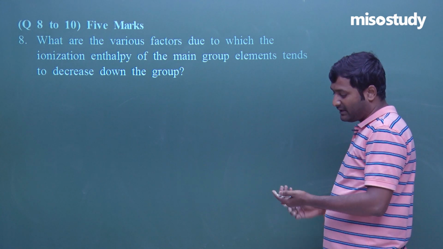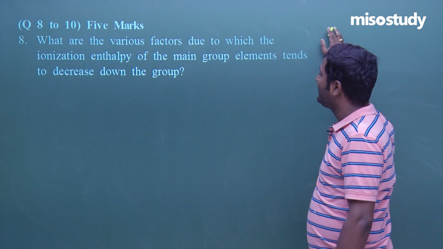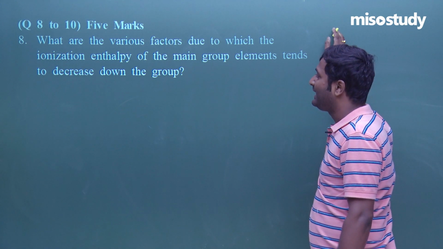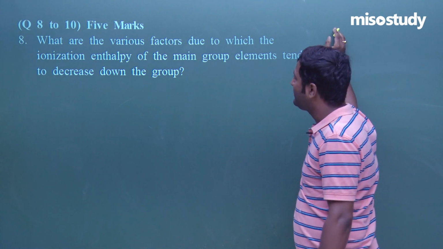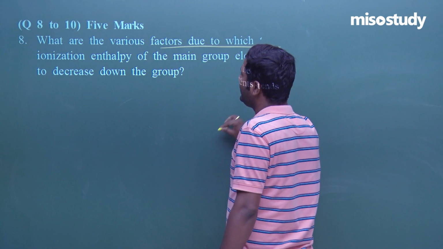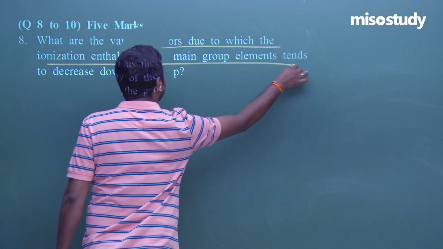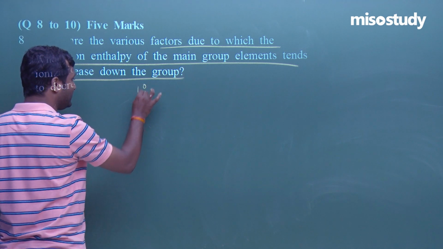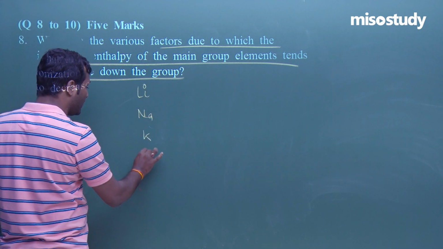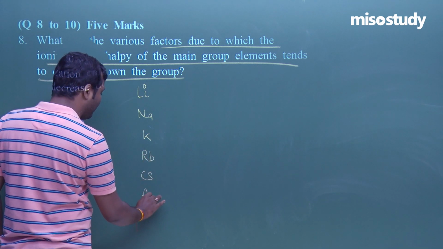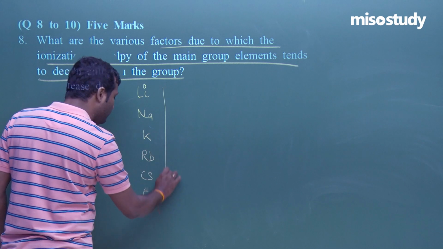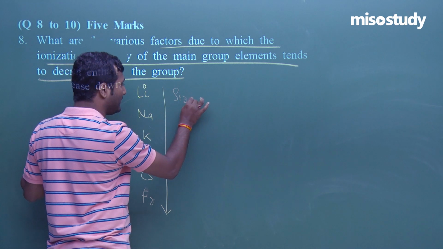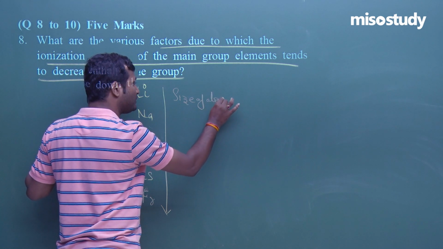Clear? What are the various factors given here? What are the various factors due to which ionization enthalpy of the main group elements tends to decrease down the group? As we know, if I write here lithium, sodium, potassium, rubidium, cesium and francium. Clear? When we move down the group, what do we observe? That the size of the atom increases. So the first factor is the size of the atom.